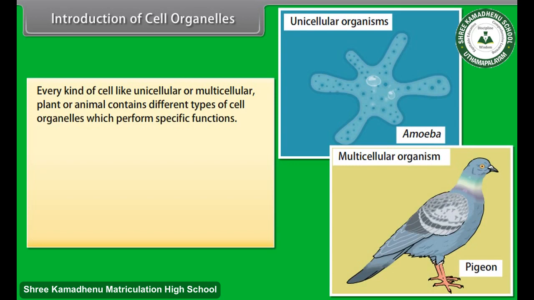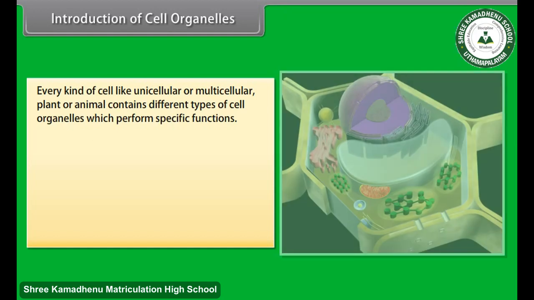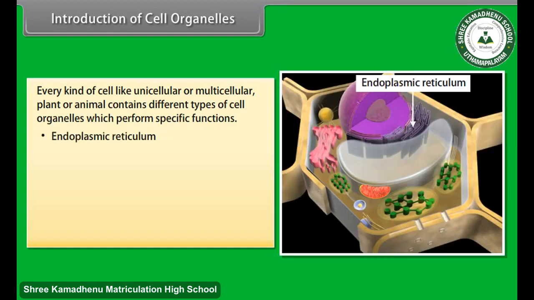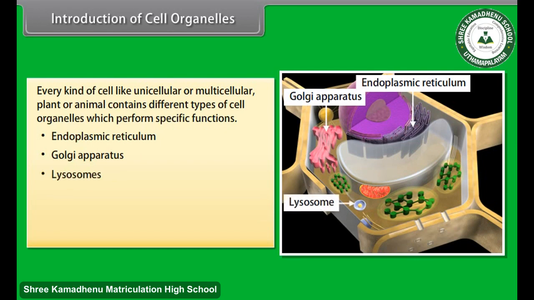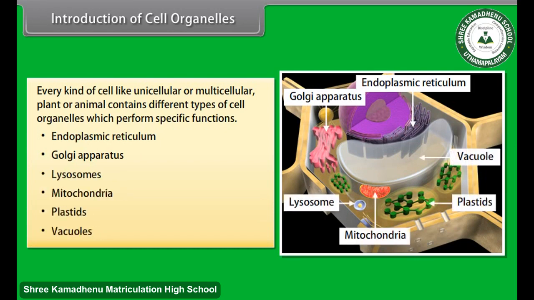Every kind of cell, unicellular or multicellular, plants or animals, contains different types of cell organelles which perform specific functions. Endoplasmic reticulum, Golgi apparatus, lysosomes, mitochondria, plastids and vacuoles are some examples of these cell organelles. Now let us know their structure and functions in detail.